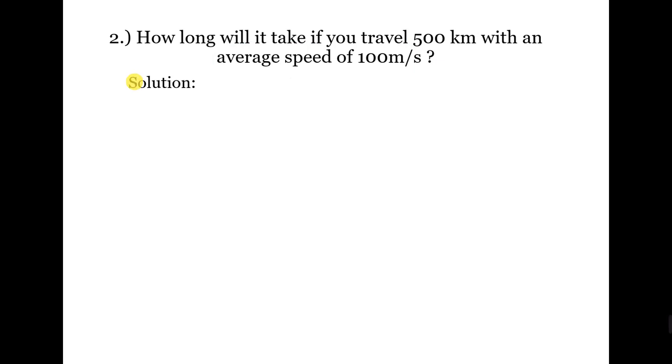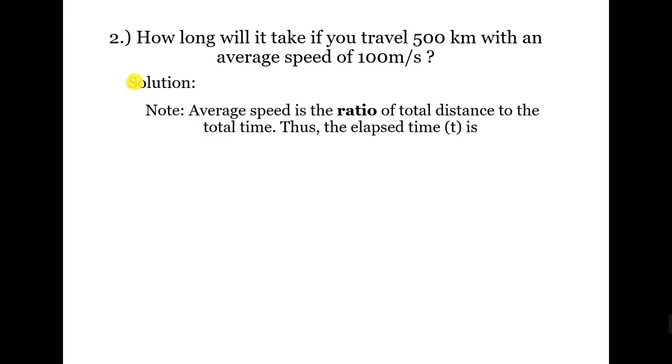Now, what is the formula for average speed? Average speed is the ratio of the total distance to the total time. Now, from the formula, we will rearrange from average speed to travel time. Therefore, time will be equal to the total distance over average speed. Now, let us proceed to substitution.